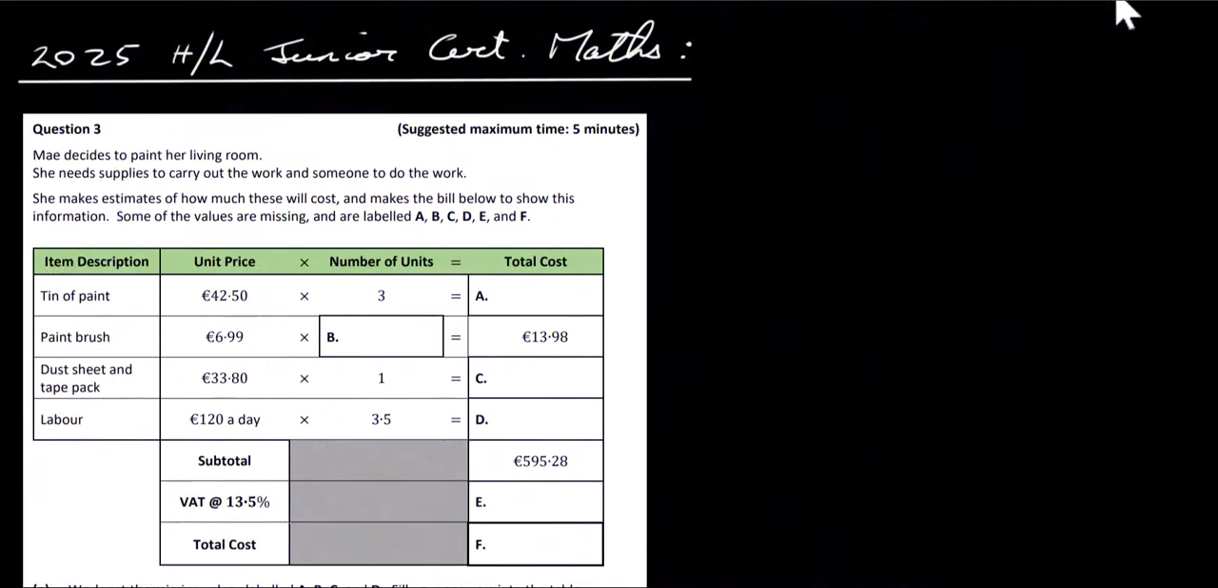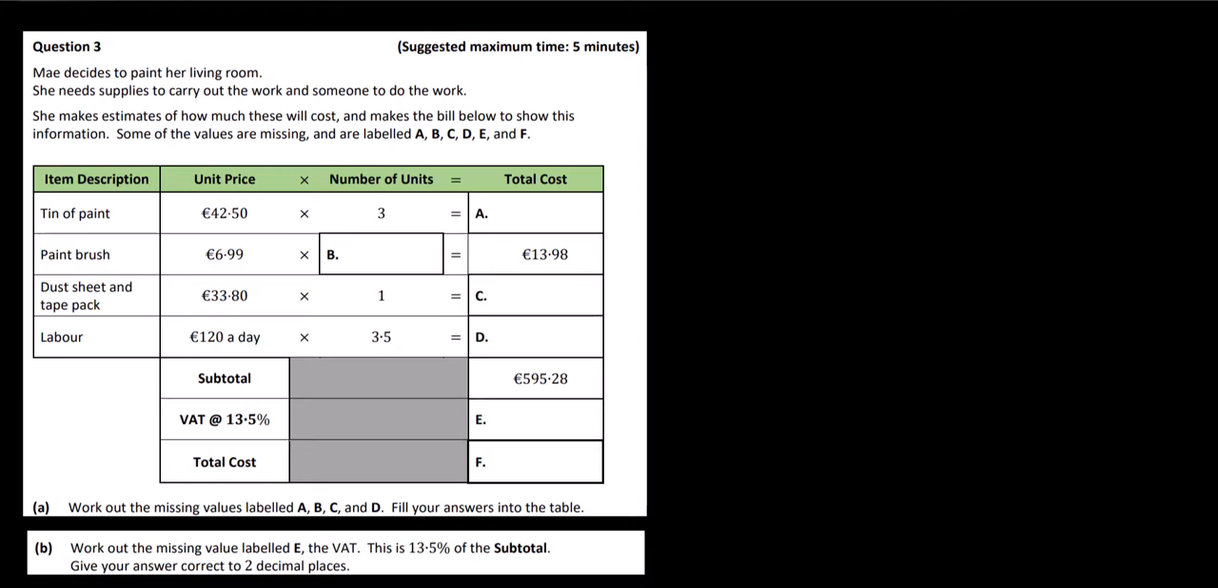Okay, this is the 2025 Higher Level Junior Cert Maths paper question 3. May decides to paint her living room. She needs supplies to carry out the work and someone to do the work. She makes estimates of how much these will cost and makes the bill below to show this information.